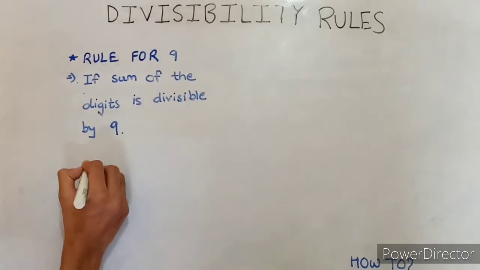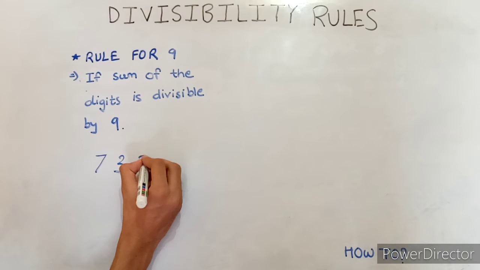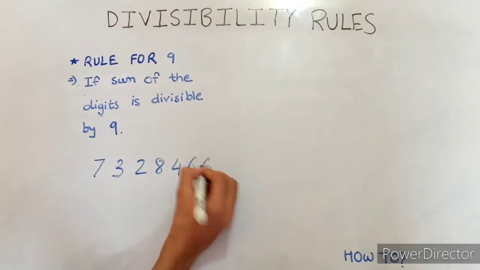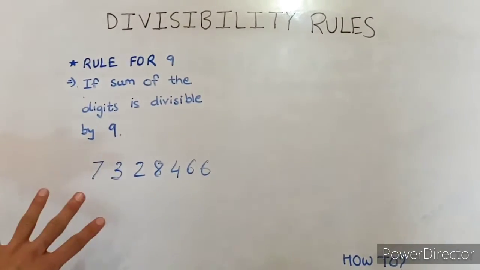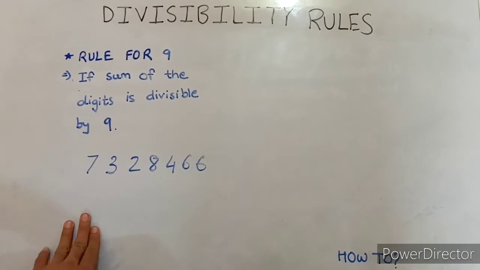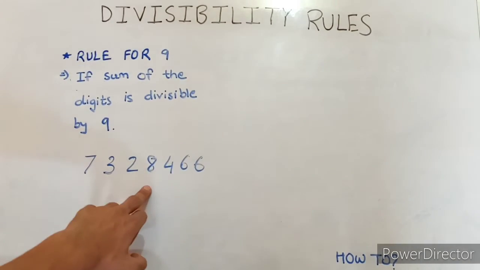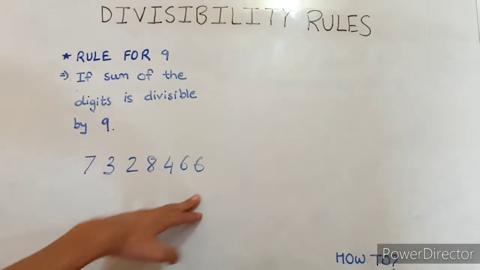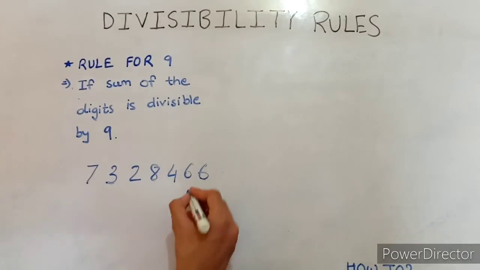Let's take the number 7, 3, 2, 8, 4, 6, 6. Now let us check whether this number is divisible by 9 or not. As discussed, first we have to add the digits and see whether the sum is divisible by 9 or not. So 7 plus 3 is 10, plus 2 is 12, plus 8 is 20, plus 4 is 24, plus 6 is 30, and plus 6 is 36. And if you know, 36 comes in the table of 9, so the number is divisible by 9.